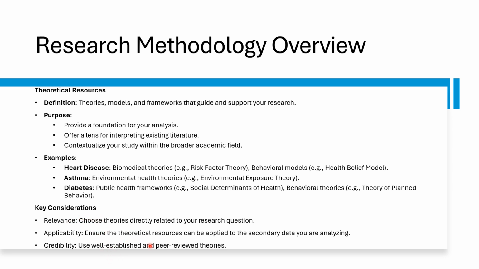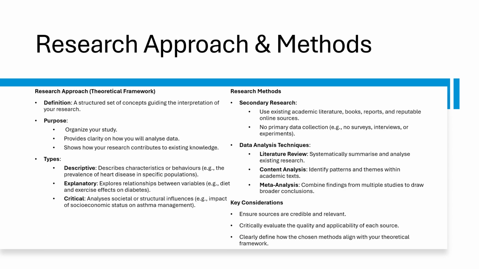Applicability ensures the theoretical resources can be applied to secondary data analysis, and credibility means using well-established and peer-reviewed theories. Okay, so we also need the research approach: definitions, structures, concepts, guidelines, and interpretation of your research. Its purpose is to organize your study, provide clarity, and show how your research contributes to existing knowledge. Types, as we said, are descriptive, explanatory, or critical.